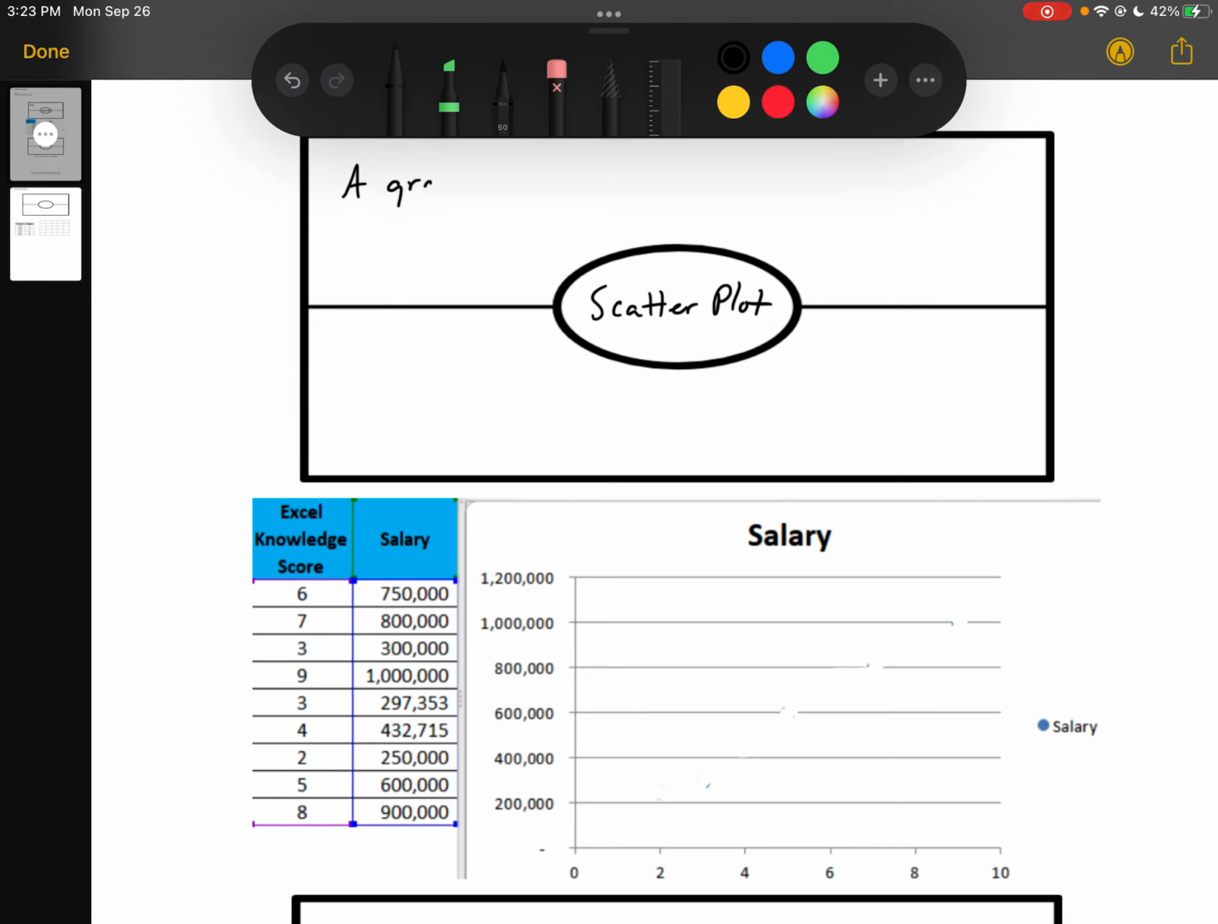And this is a graph with two variable values on the x and y axis of given points.